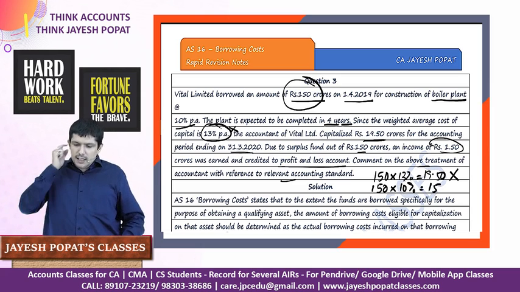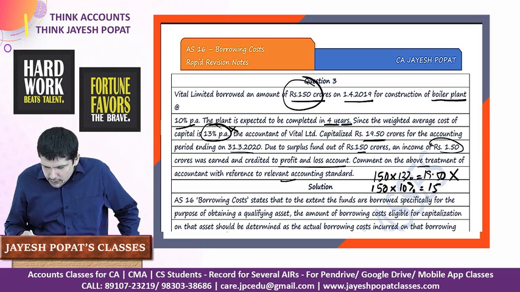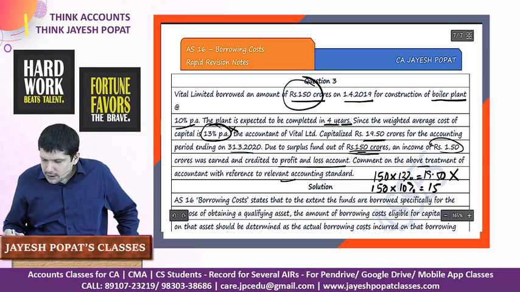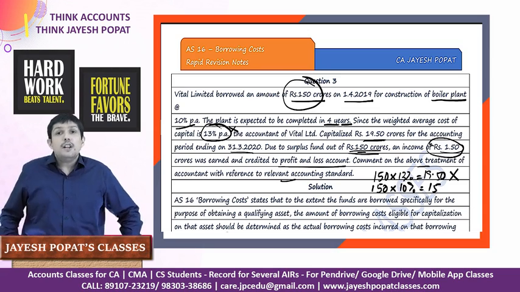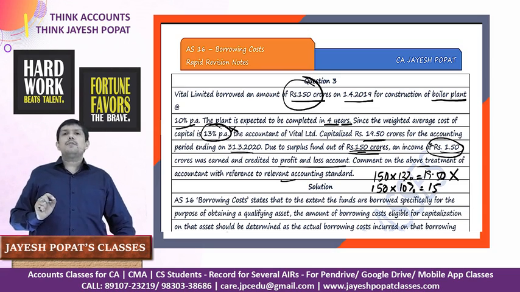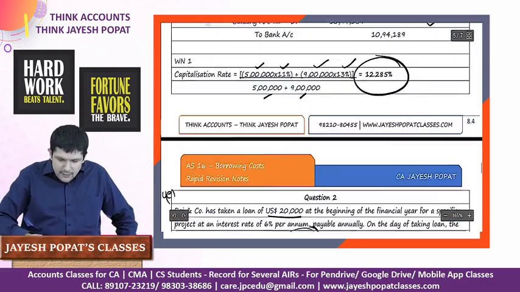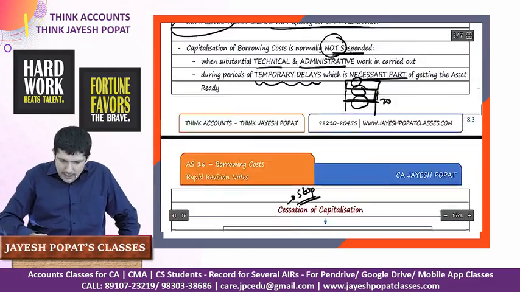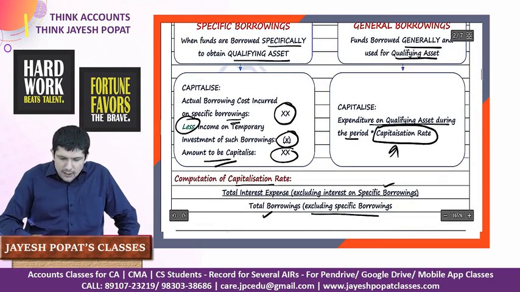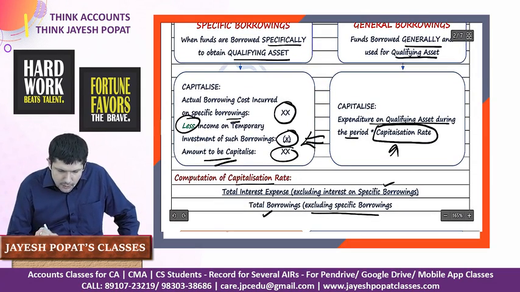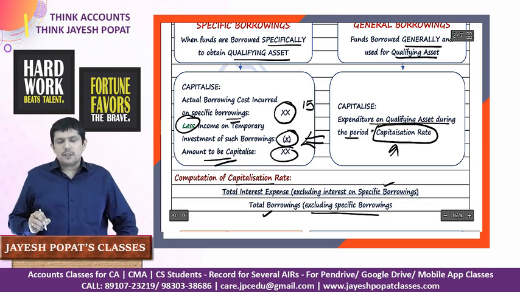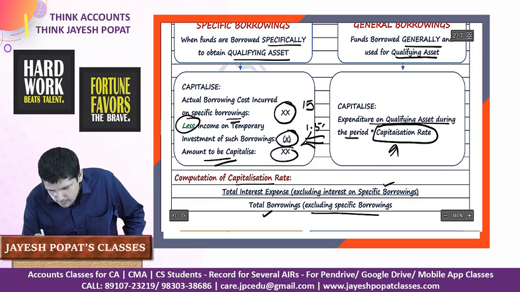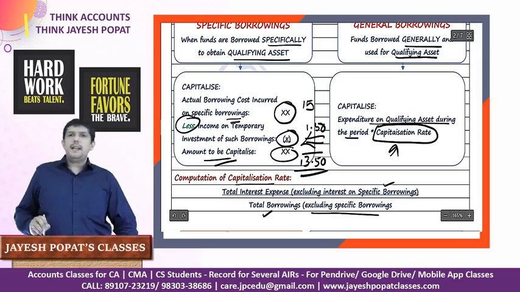The second mistake which he has done is that out of this 150 crore of specific borrowing, certain funds were temporarily invested and there was an income of 1.5 crore. We do not take this to the statement of profit and loss. We've already seen that if there is any income generated temporarily, we will reduce this from your expense. So what we have to do is, 15 crore is your actual expense on the specific borrowing, and 1.5 crore is your income, so 13.5 crore is the amount to be capitalized.